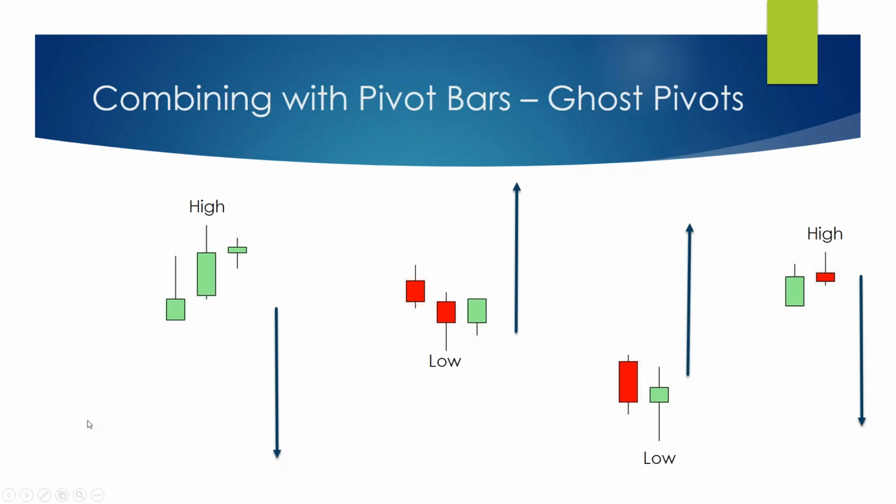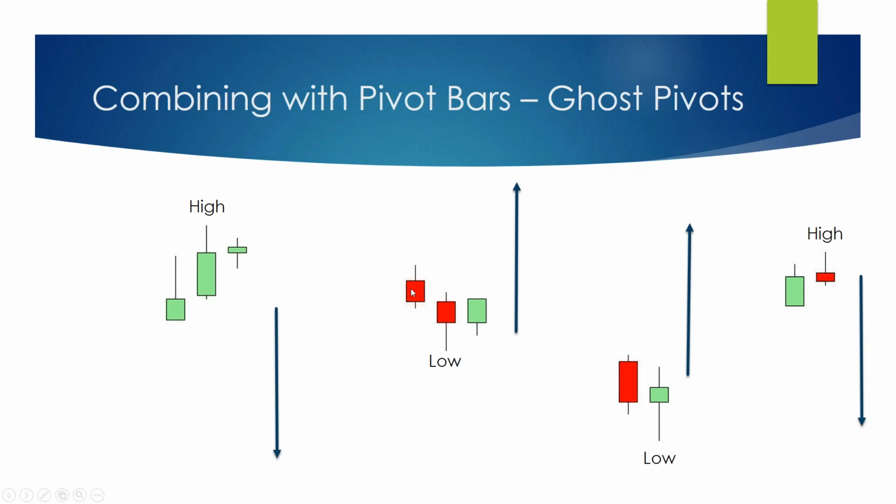Now we also have what are called ghost pivots. The only difference with a ghost pivot is the close of the third bar. The second bar, I always number my bars, it's 1, 2, 3. The second bar forms the high. The third bar does not exceed either the high or the low of the middle bar. And in this case, this tells us more than likely price is going to go down on the next bar.